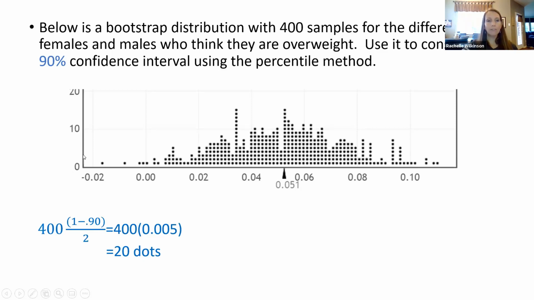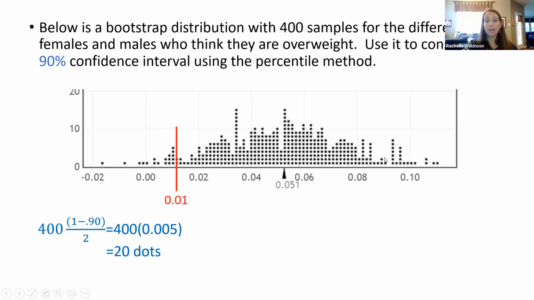So starting on the left-hand side, I'm going to count over 20 dots. 1, 2, 3, 4, 5, 6, 7, 8, 9, 10, 11, 12, 13, 14, 15, 16, 17, 18, 19, 20. So 20 dots is right here. I draw a line, and where that line crosses the x-axis is the lower limit of my confidence interval. I can see my tick marks here at 0 and 0.02. This one looks pretty close to right in between those, so I'm going to call it 0.01.